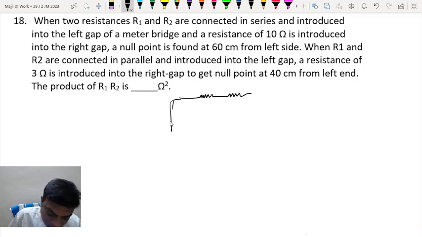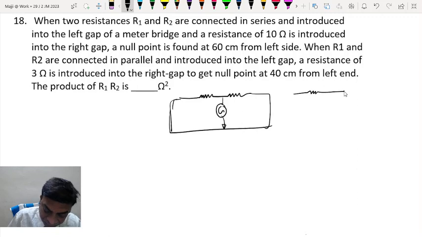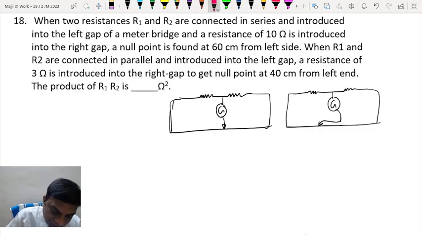There are two situations, students. In the two situations, they have shown that the balancing lengths are different because the resistors in the gap are different. Now coming to the first case, see, the two resistors are joined in series. Let the effective resistance be S, that is placed in the left gap, whereas the right gap has a resistance of 10 ohm. So I'll write it here, 10 ohm. And the balancing length is found to be 60 cm from the left end.